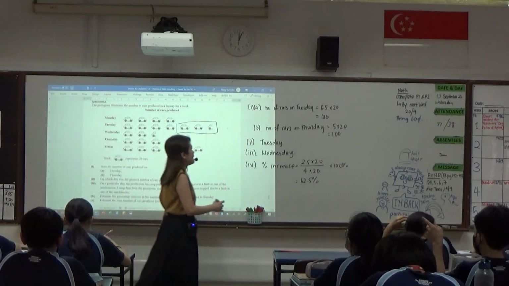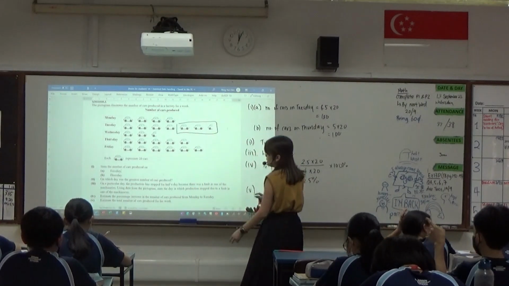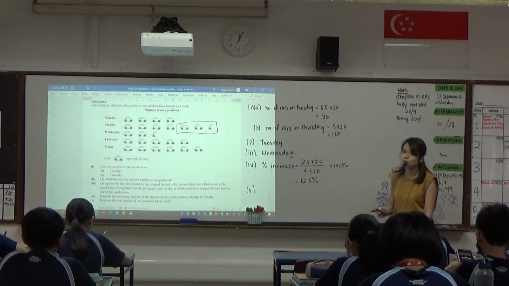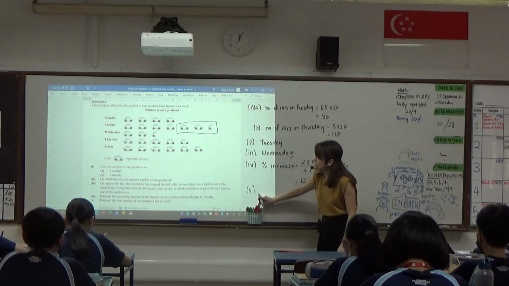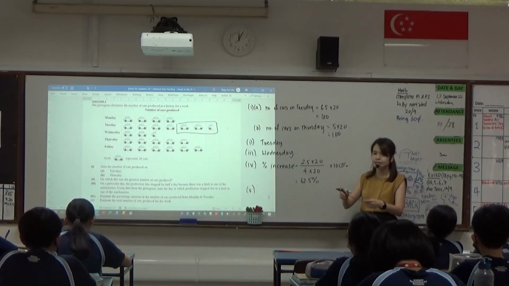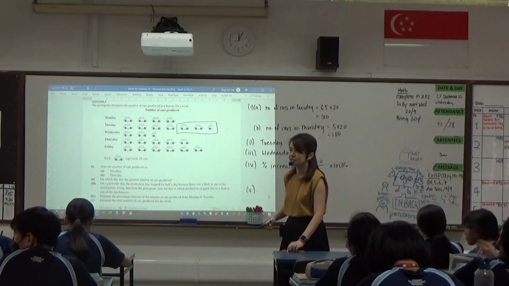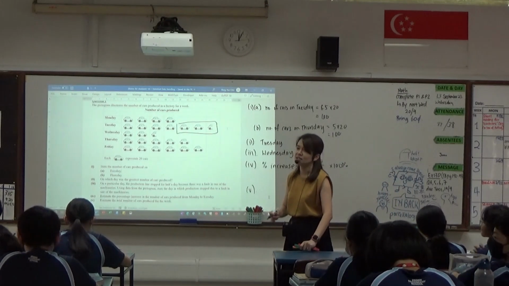Alright, part 5. Estimate the total number of cars produced for your week. Okay, how many cars are produced? Lucas A. I think Lucas was the last one.